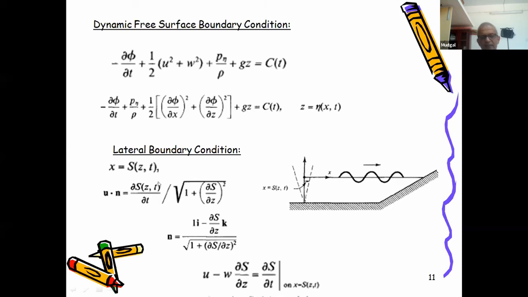So you again substitute for u dot n as del s by del t over root of 1 plus del s by del z squared. And finally, you will end up with an expression of this type: del s by del t on x is equal to s of z is equal to u minus w into del s by del z. So these are the lateral boundary conditions.